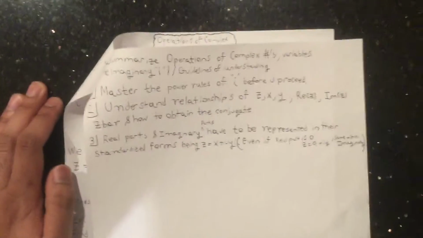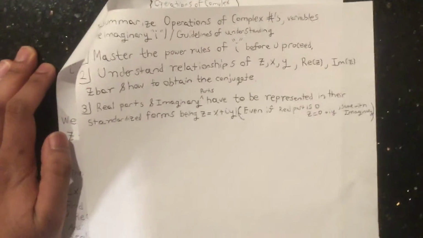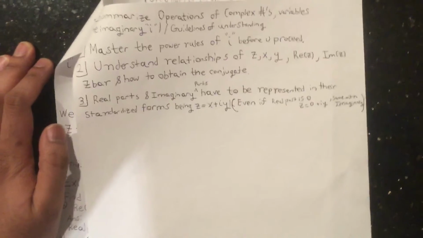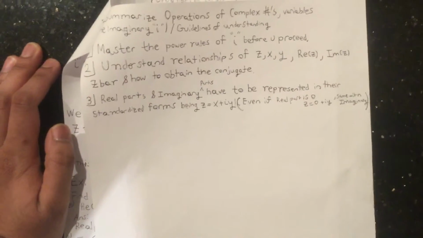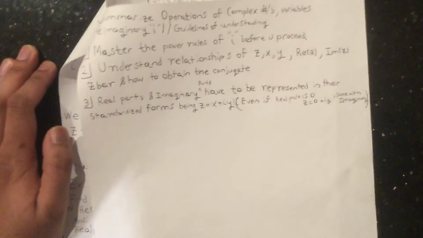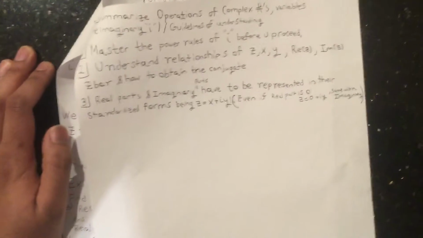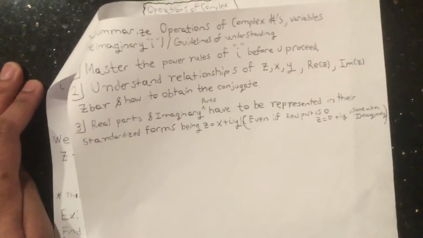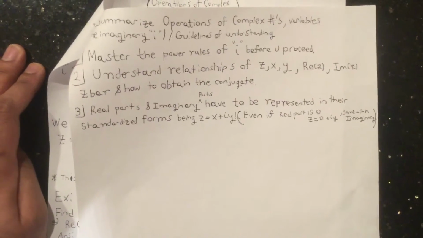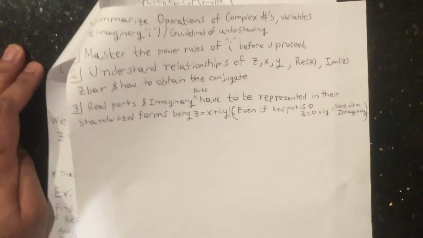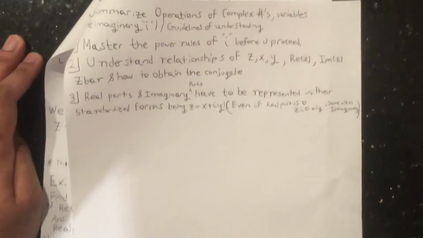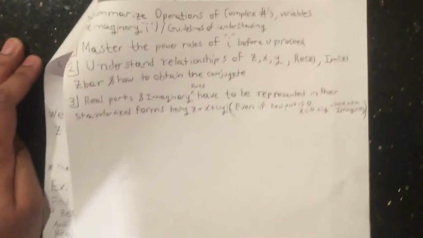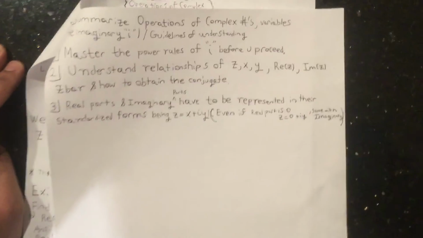Hope that helps. So, this concludes a little discussion on complex numbers and variables. Now, complex numbers and variables are very different from irrational, rational numbers, integers, whole numbers, natural numbers, all real numbers, negative numbers, vice versa. To summarize, to conclude with this little discussion of the imaginary i, master the power rules of i before you proceed. You must keep practicing the power rules before you learn this topic.